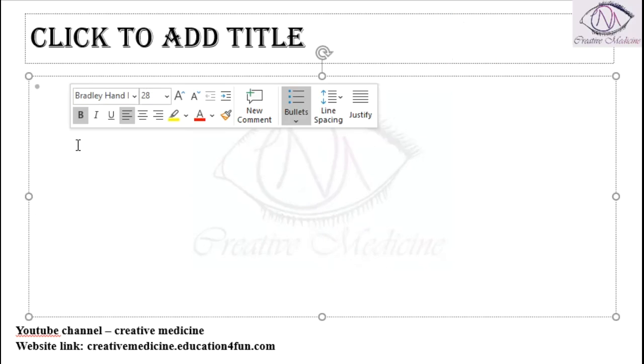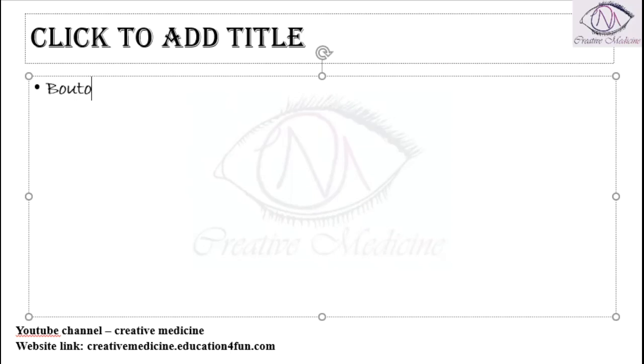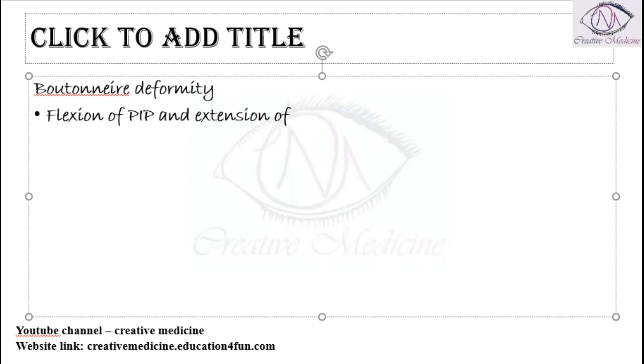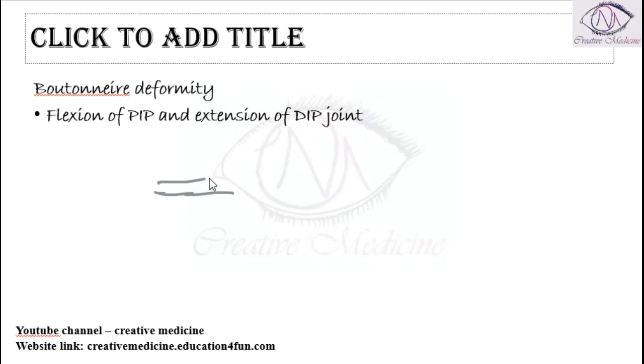Then we also have boutonniere's deformity. In boutonniere's deformity, you will see that there is flexion of the proximal interphalangeal joint and extension of the distal interphalangeal joint. So that means here in boutonniere's deformity, the distal interphalangeal joint is extended and there is flexion of the proximal interphalangeal joint. So this is boutonniere's deformity.